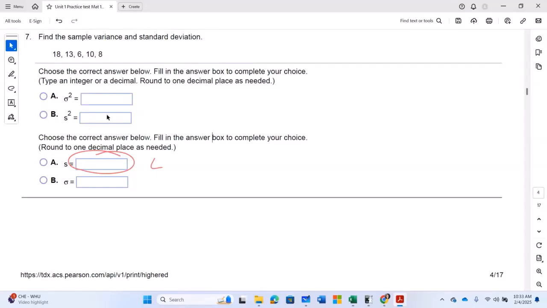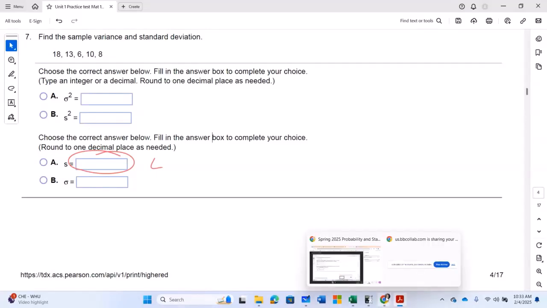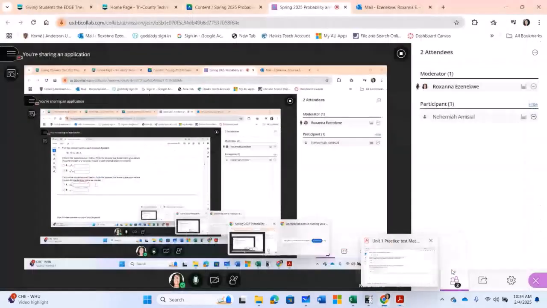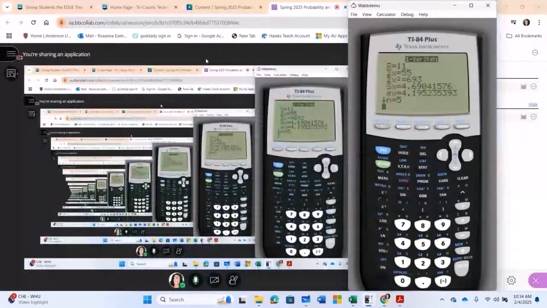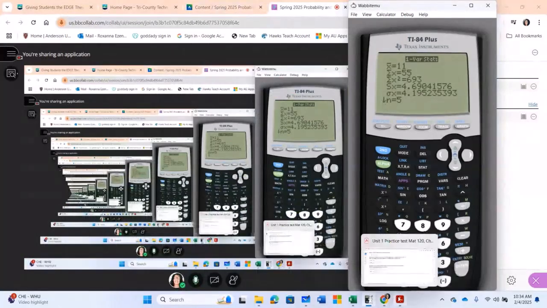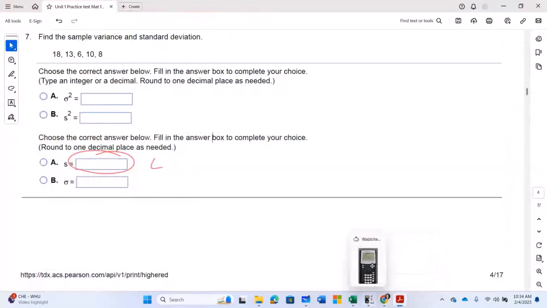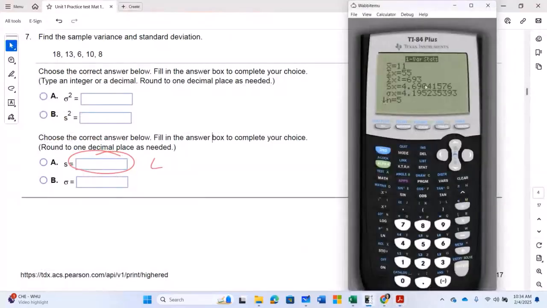The next one is find the sample variance. The best way to find the sample variance is to copy down all the digits. Make sure you get the 9 digits. If you like, you can copy it down on your paper: 4.6901441579, and square it.